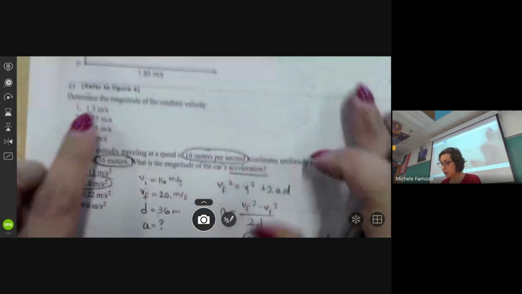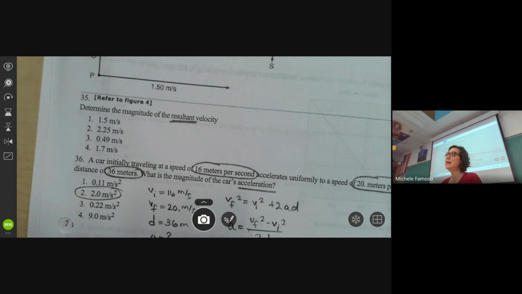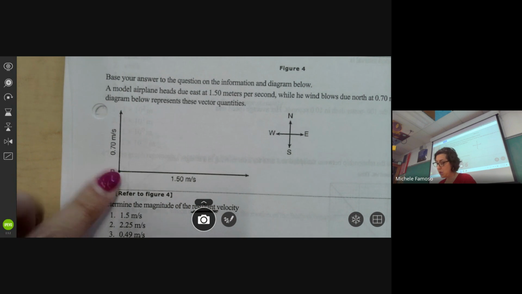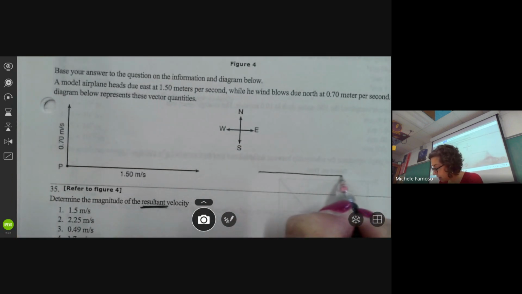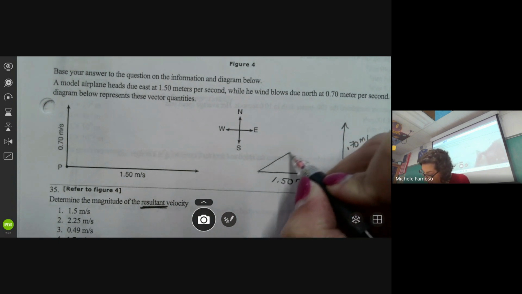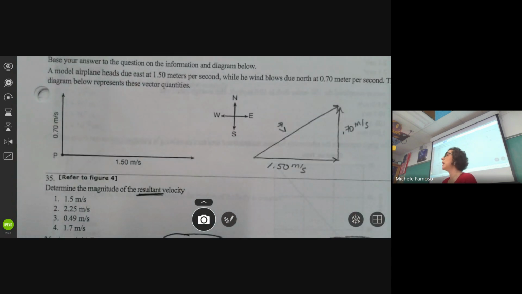35. Yes, 35 is again asking you for a resultant velocity. Now we've done 2 of them where I asked you for resultants. But the issue is that the 2 velocities I'm showing you are not drawn head to tail. They're drawn tail to tail. So I'm going to move them so they are head to tail. 1.50 meters per second to the east and 0.70 meters per second to the north, which means that the resultant is that arrow pointing up and right.